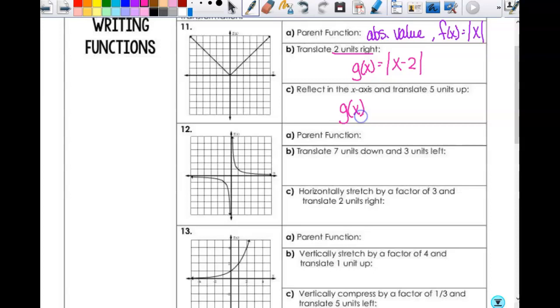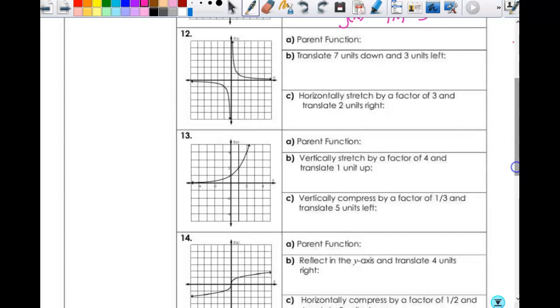And this time we're going to reflect in the x-axis and translate 5 units up. So when I reflect in the x, that affects y. And when I translate up, that affects y. That means that it's just going to look like this, just the absolute value of x. So when I reflect that, it's going to be negative absolute value of x plus 5. Okay. Everybody okay with that? You see how easy that is? Just keep asking yourself the same questions I'm asking you.